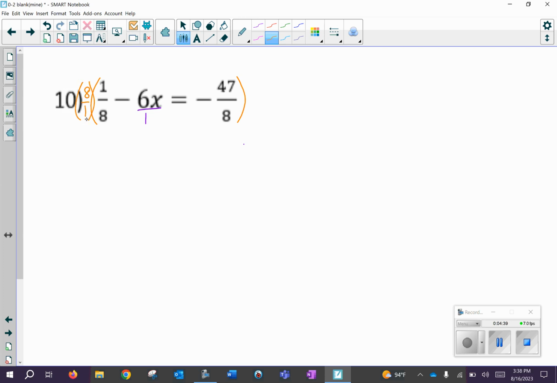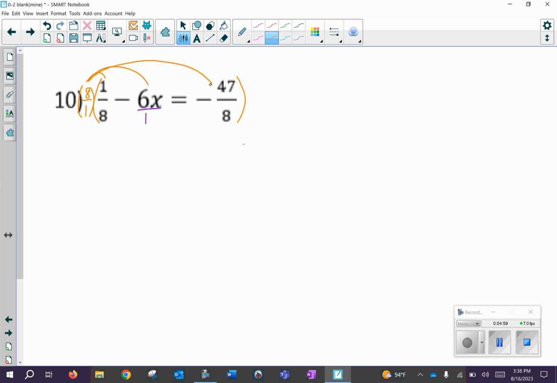Now, if you're comfortable enough clearing it this way and able to do this verbally, then you'll be fine with this. Okay, so let's see what you think about this. What you really need to do is distribute this to all 3 of those terms.